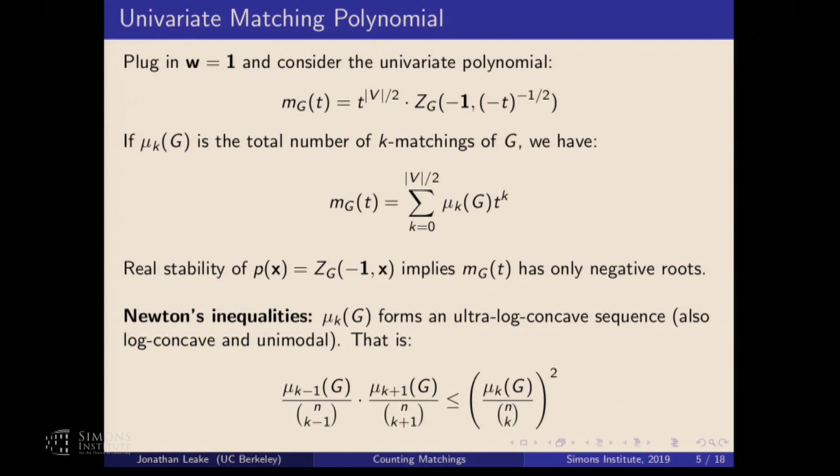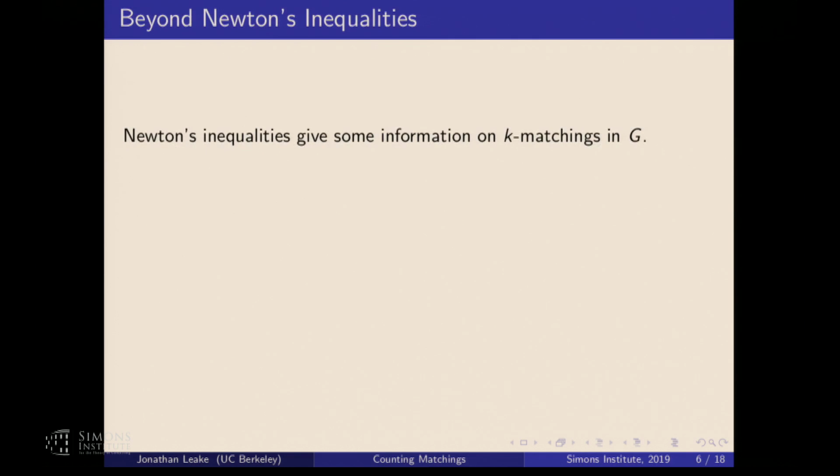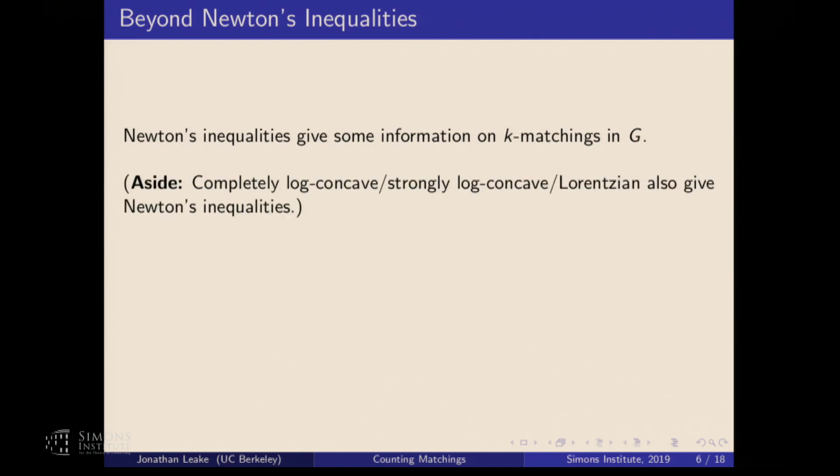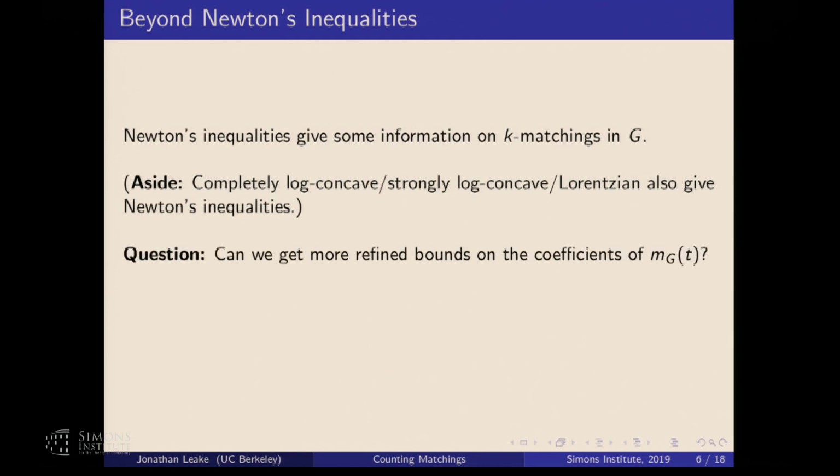So at this point I'm going to move on beyond that. Like I said, can we get some information on k-matchings? Can we get more refined bounds on these coefficients? Maybe we're going to have to restrict to a specific G, because in general getting bounds on these coefficients is, well, certain things are not known, and it's going to be a lot harder. So we'll probably have to restrict to a certain G. But maybe we can use some generalization of log concavity to figure this out.